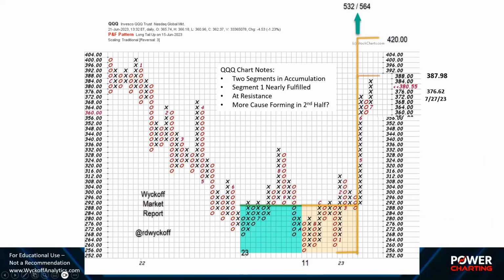This is a 3-box reversal method, and I have a lot of great content on how to count the point and figure horizontal method. But we basically have 11 columns here, and we multiply that by 3 by the scaling. In this case, scaling is 4 points. And this gives us a count up to 388 to 420, and substantial.